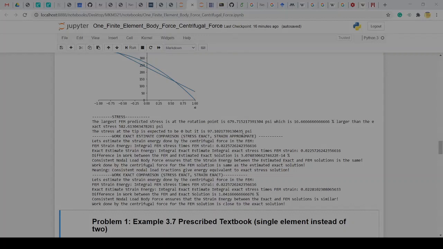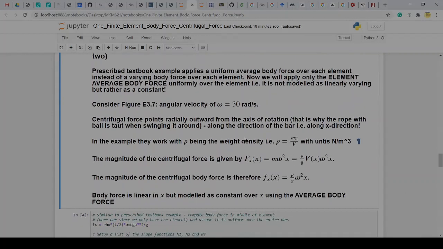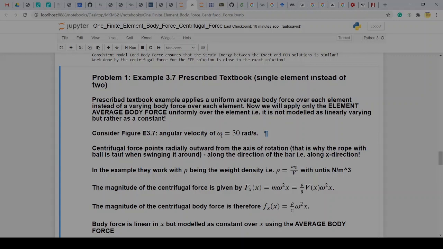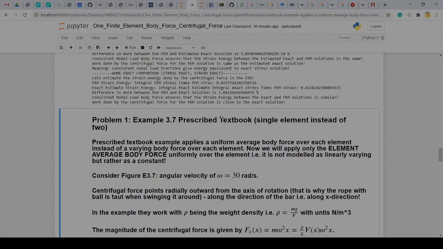Great. So what I'm going to do now is do exactly the same example problem as what you did with a single element, but the difference is I'm going to take an average body force. So we're making a simplification by saying we're not going to model the body force as varying linearly across the element. We're going to make an approximation, or simplification, say let's compute the average body force and assume it's uniform over the element. Okay. So that is the simplification.